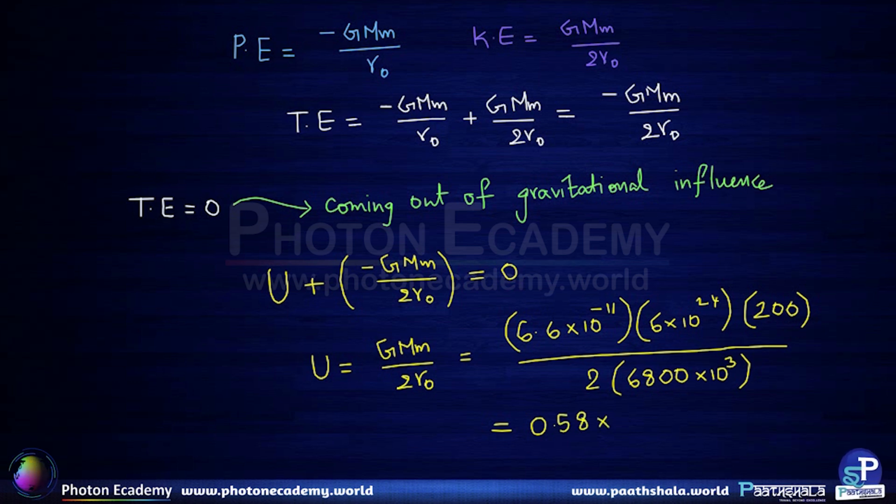into 10^8. So we can write this as 5.8 × 10^7 joules.